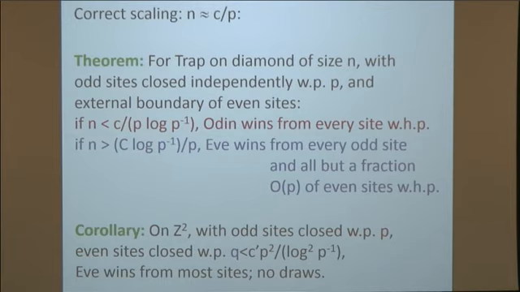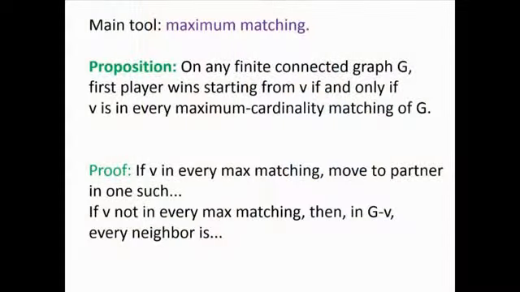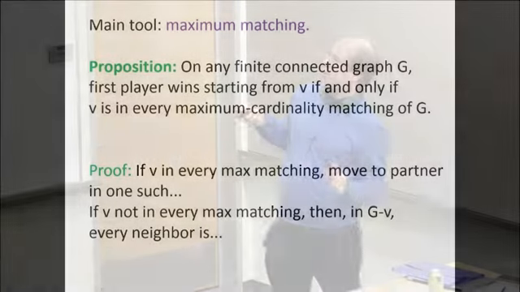Right, if n is big with respect to 1 over p, then Eve wins. If n is small, then Odin wins. And it's not quite for every site, but it's for most of them. And there are some logs that we couldn't get rid of, so it's not quite a tight result. And you can deduce things about what happens if you have odd sites closed with probability p and even sites with probability q as well. Not very tight results.